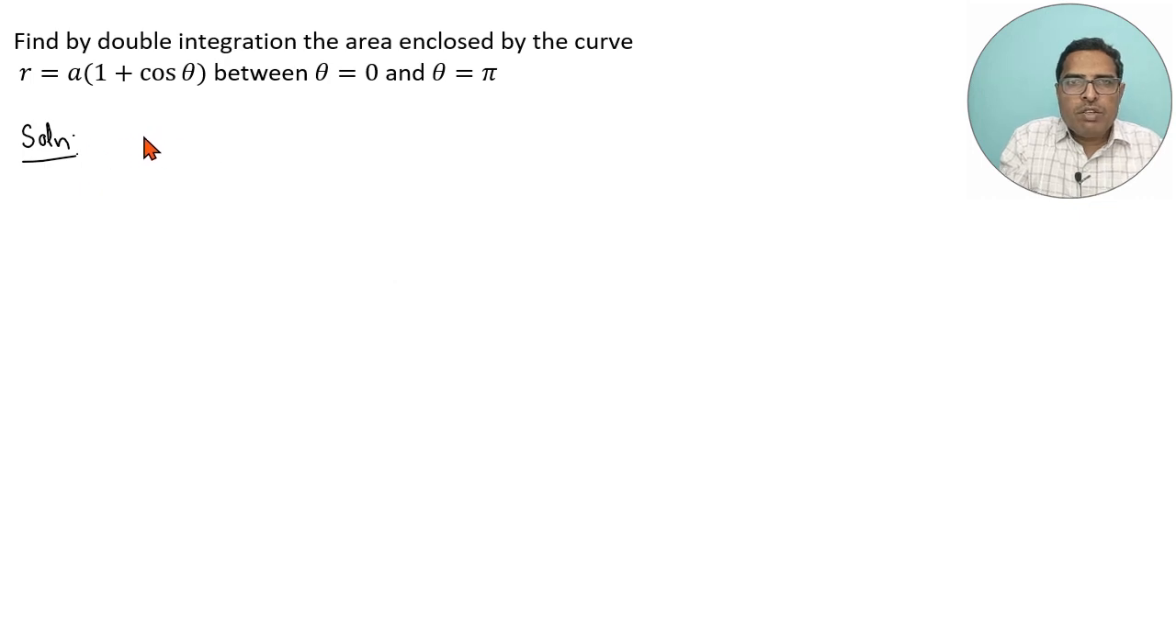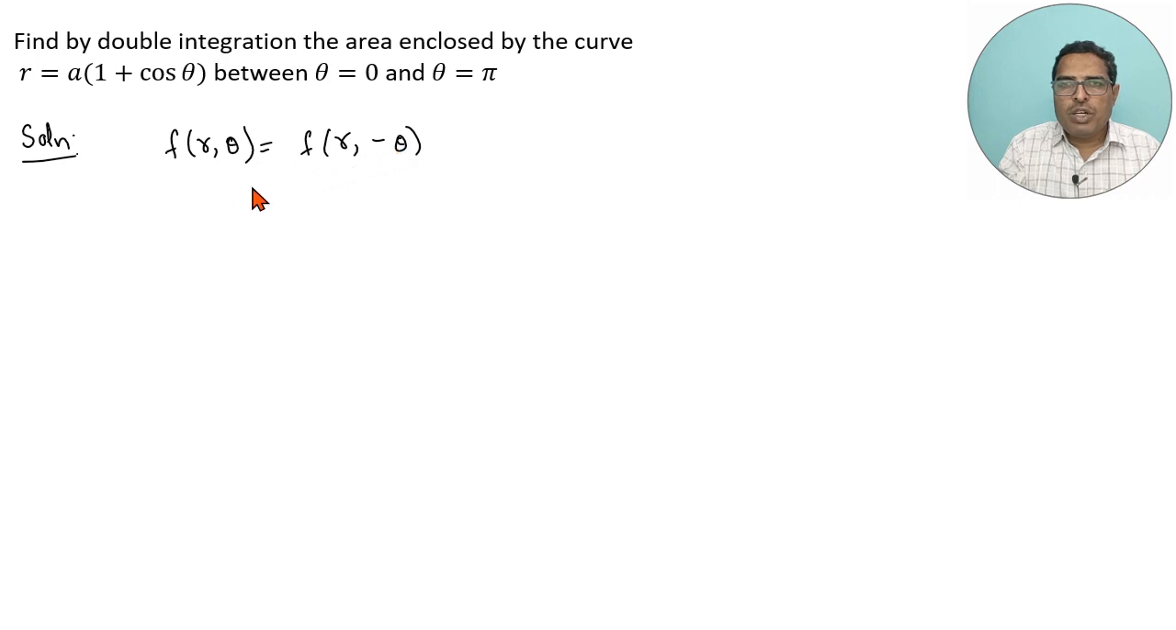Any given curve is said to be symmetric if f of r comma theta is equal to f of r comma minus theta. So if this condition is satisfied, that means when theta is replaced by minus theta, we get back the same curve. Such a curve is a symmetric curve. Let us see whether this given curve is a symmetric curve or not.